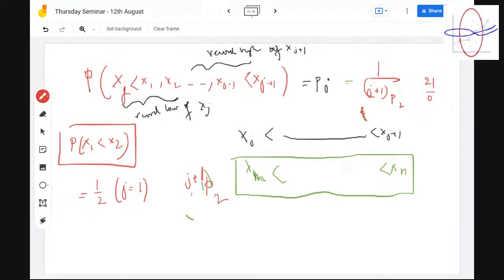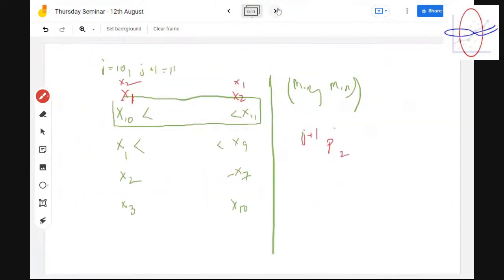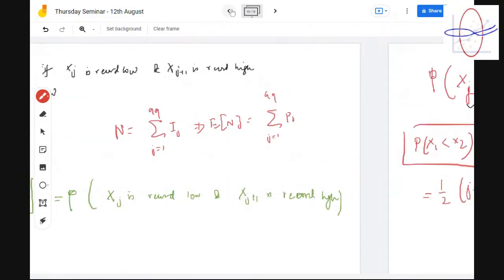Yeah, you're right, Shantanu. Thank you. It will be 1 plus j plus 1 p2. You're right. Thank you. Clear, all of you clear? Good. So it's j plus 1 p2, not choose 2. Perfect.